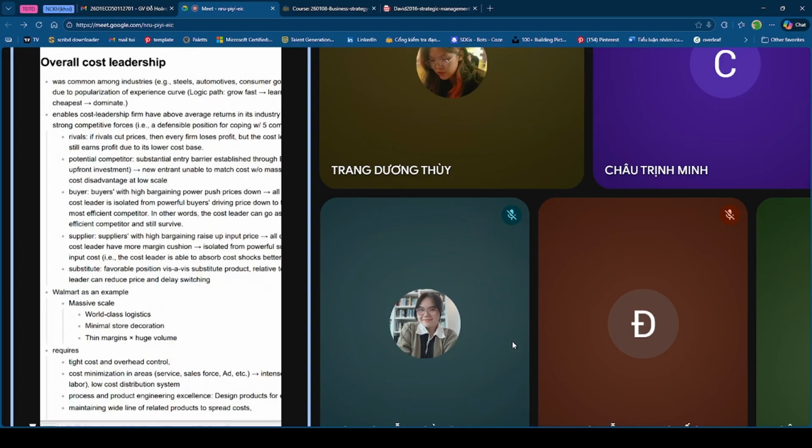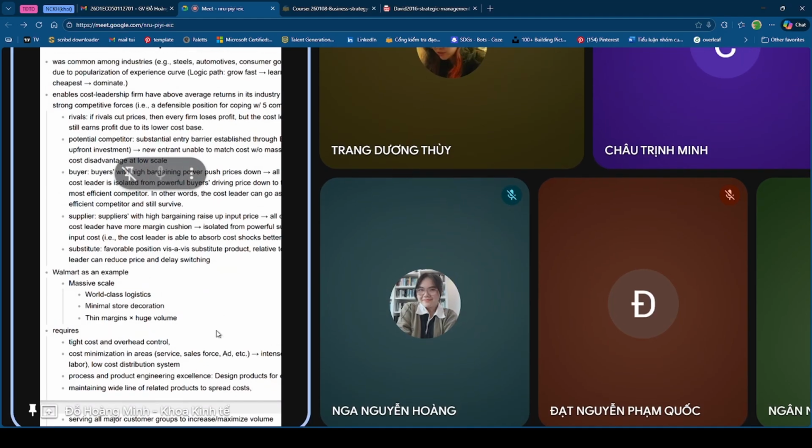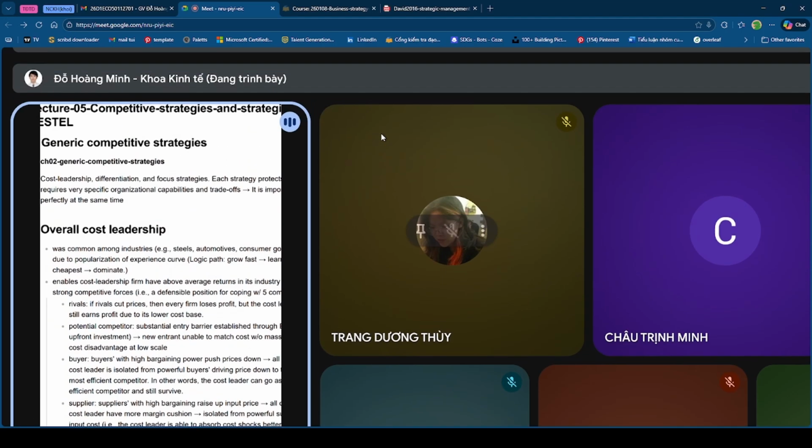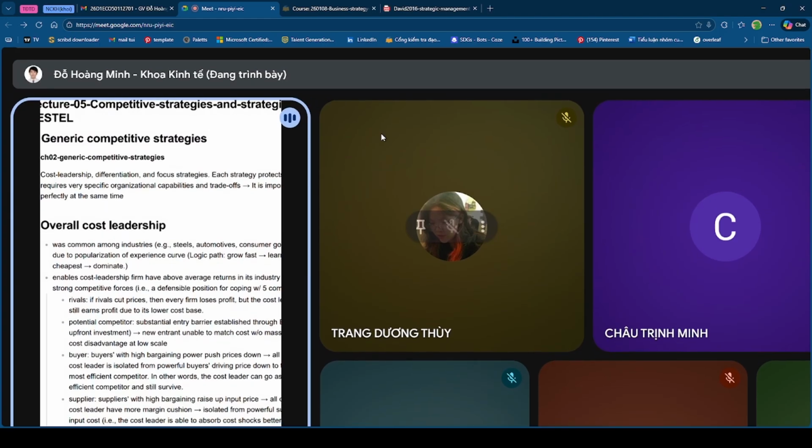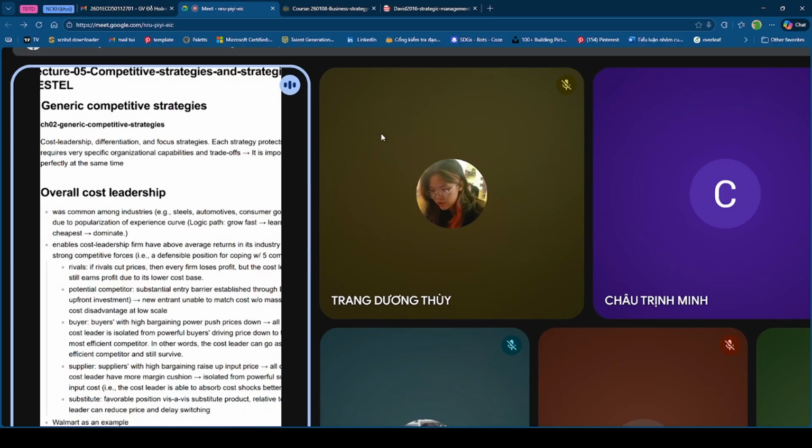And the last force is the substitute. If the substitute can improve the ratio of performance to price, if the performance of the substitute improves over time, or its price goes down, so the ratio improves, the customer will start considering switching to the substitute.